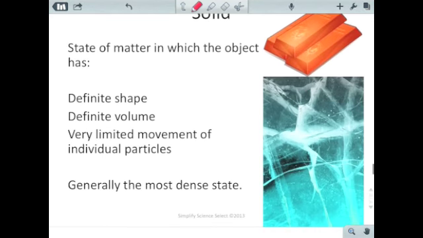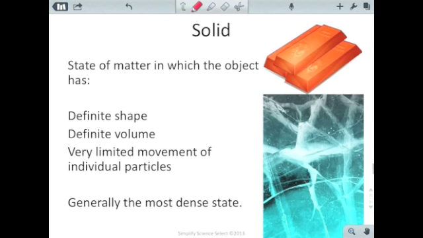Now, a solid is the state of matter in which an object has a definite shape, definite volume, and very little movement of the individual particles. Generally, it's the most dense state of matter. And what we see is that basically all the particles will be very, very close together. They're moving, but they're just vibrating in place, and they don't have the free movement of a liquid, but they kind of stick together.